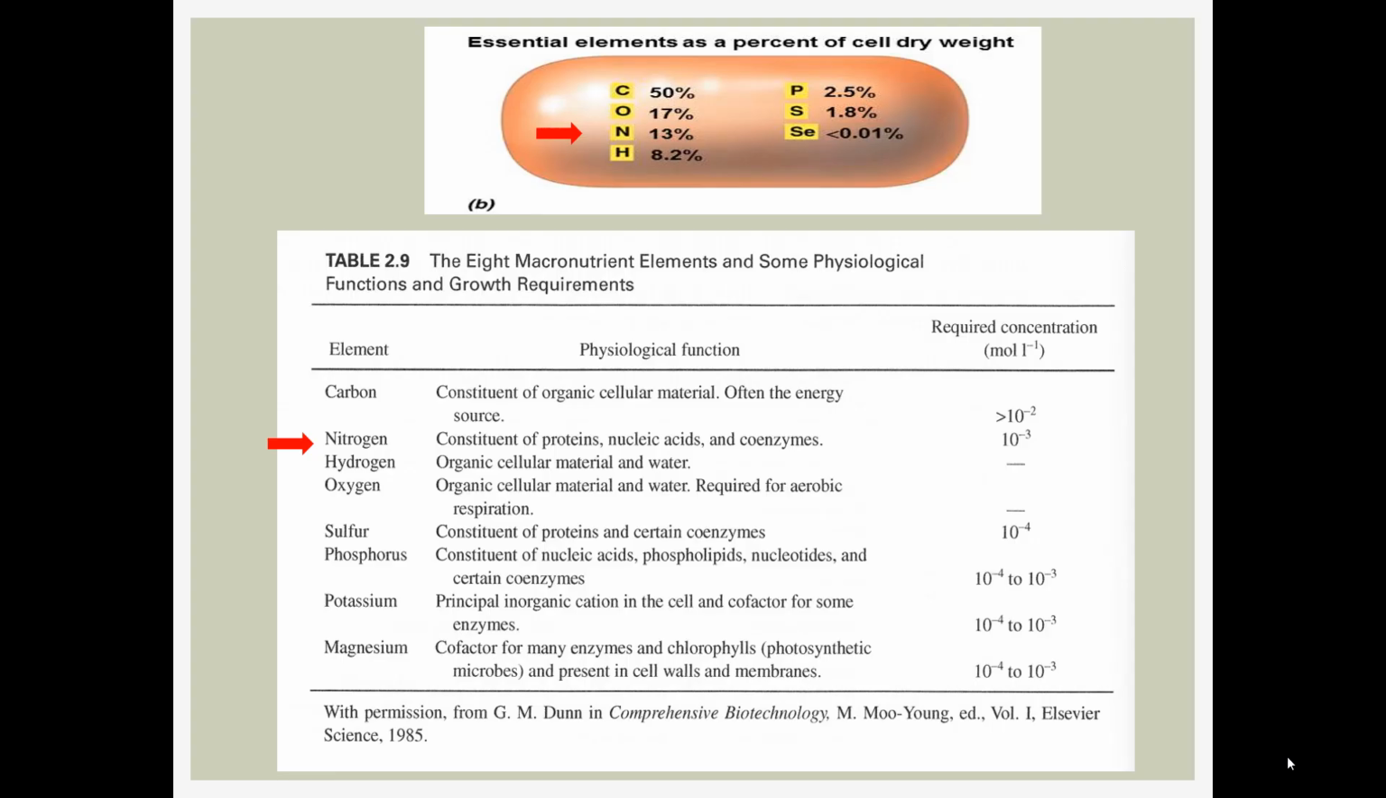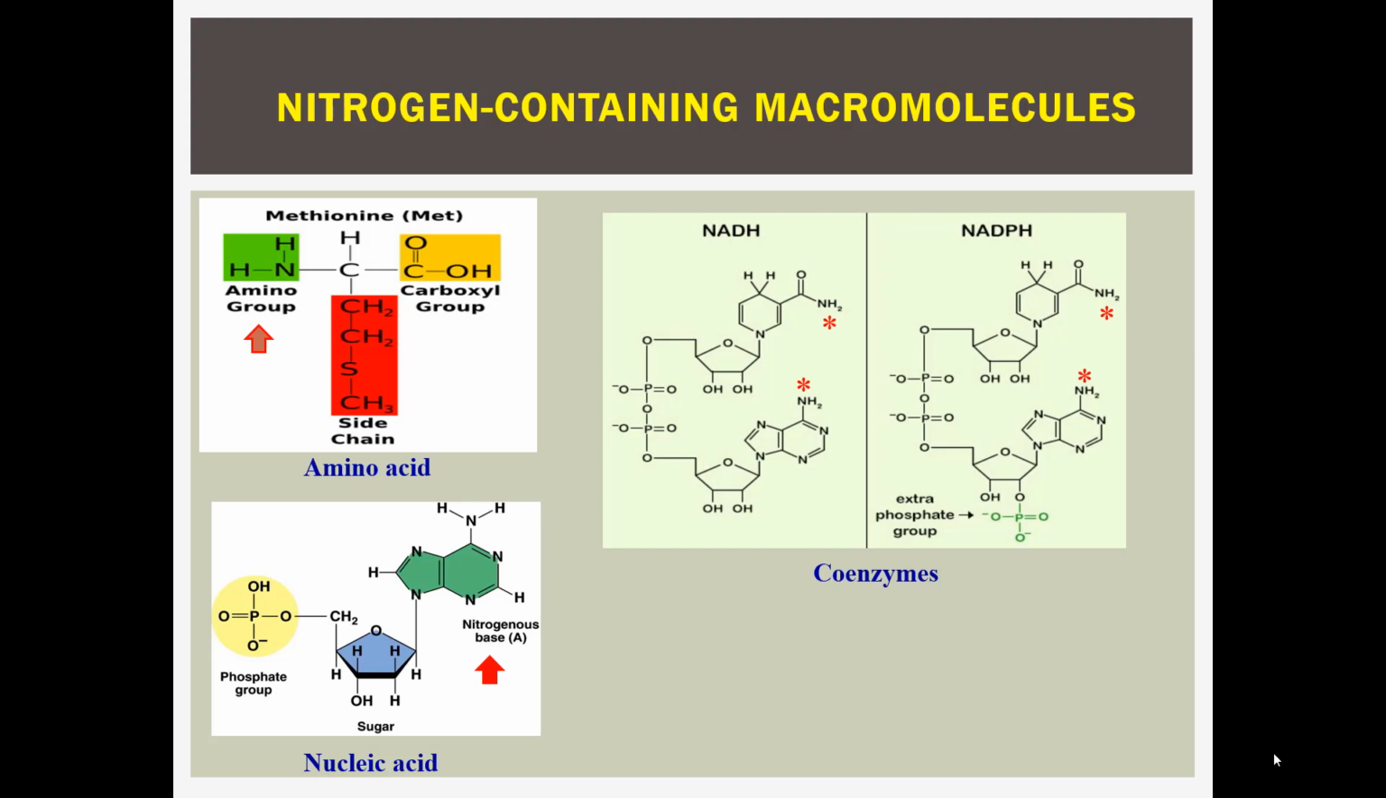Nitrogen is essential for all living things. It is an essential element of a living cell. Nitrogen constitutes 13% of the cell biomass, and it is a constituent of proteins, nucleic acids, and enzymes. Nitrate is assimilated by the cells to synthesize nitrogen-containing macromolecules. These nitrogen-containing macromolecules include amino acids, nucleic acids, and coenzymes.